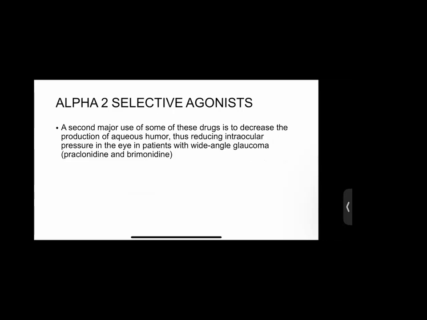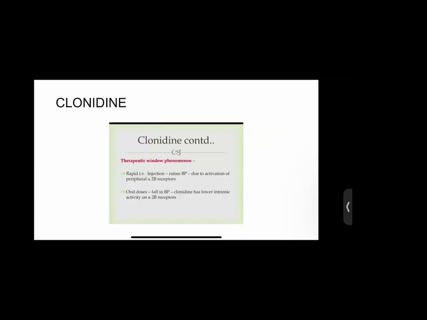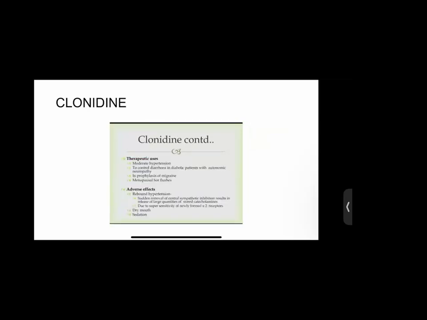Okay. The second major use of some of these drugs is to decrease the production of aqueous humor, because we have the alpha-1 receptors in the eye, thus reducing intraocular pressure in patients with open angle glaucoma. Okay, the next slide. That's clonidine. I've just talked about it. Then let's move 3 other slides downwards.